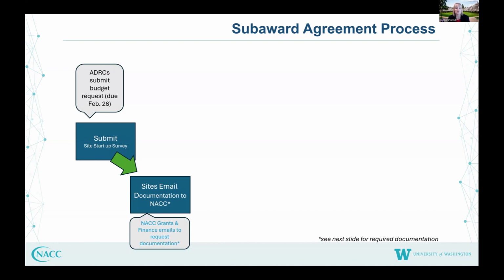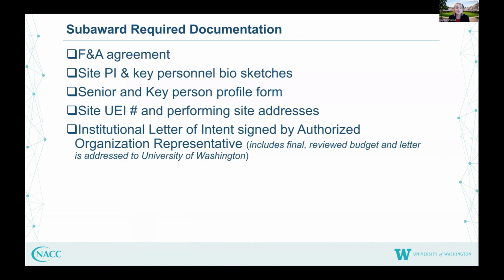So during this step, you'll be required to submit a number of forms to NACC necessary to generate that draft subaward agreement. Those documents include the F&A agreement, site PI and key personnel biosketches, your UEI number, and the institutional letter of intent signed by the authorized organization representative. And that needs to be addressed to the University of Washington. So you'll be working and coordinating within your organizations to collect and return these documents to NACC via email.